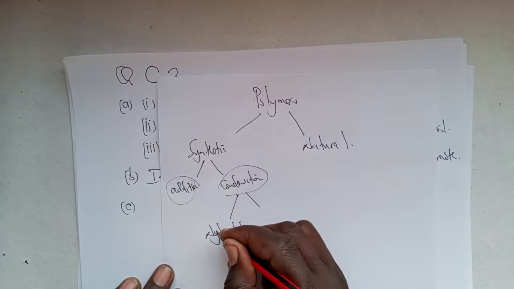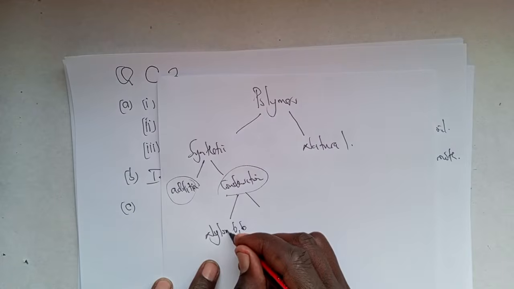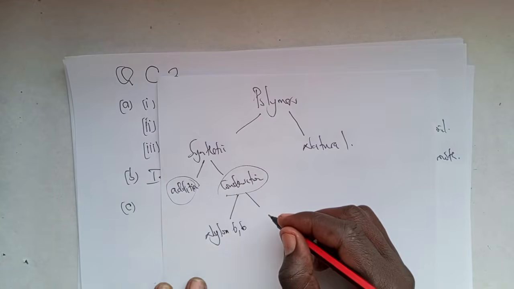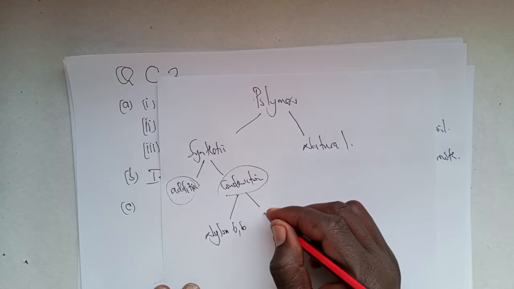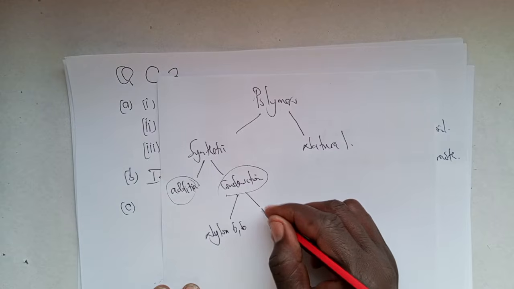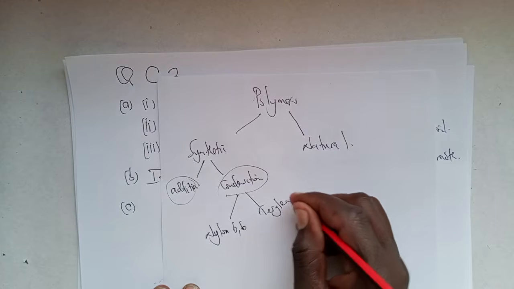Sometimes you may think of a joke name. That's just a joke. Nylon 66, and then the other one is terylene.